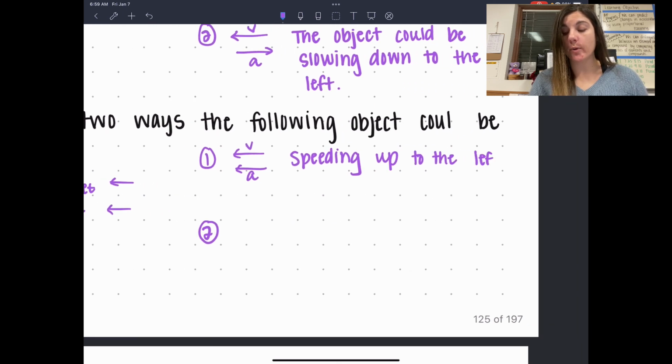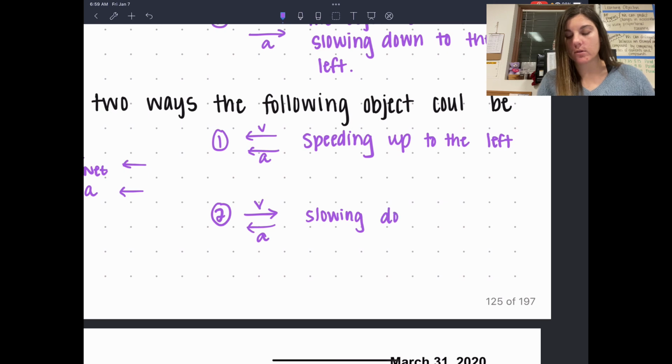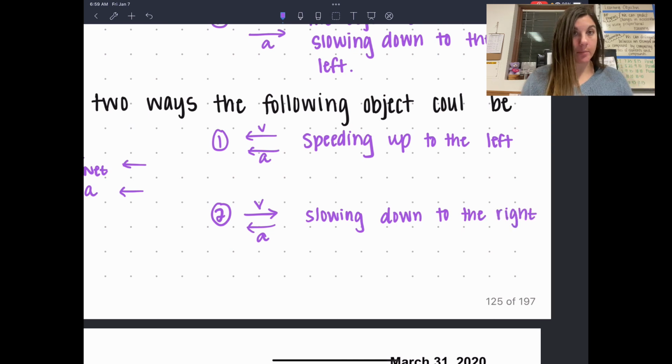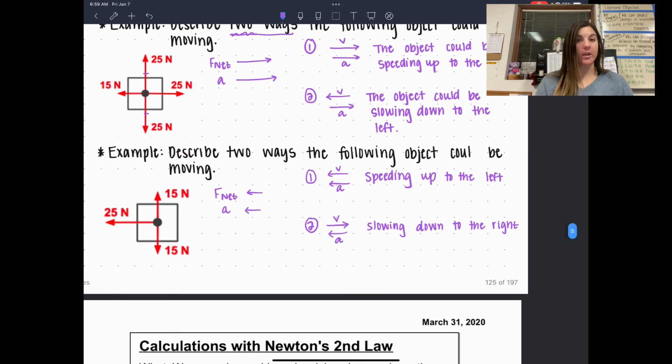The opposite situation could also be happening. It could be moving to the right and accelerating to the left, which would mean it's slowing down to the right. So one of these 2 situations is happening, and we'd only be able to know which it is if we were given the direction it was moving in.